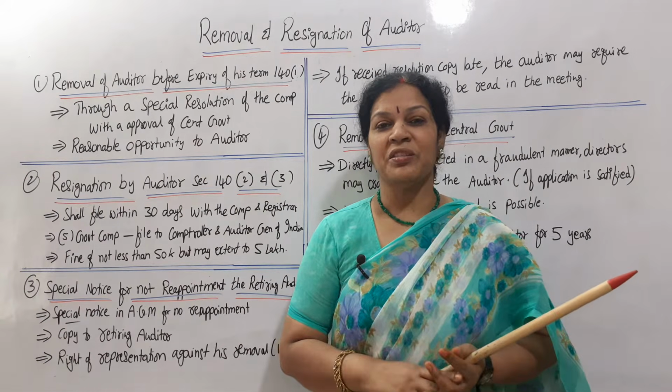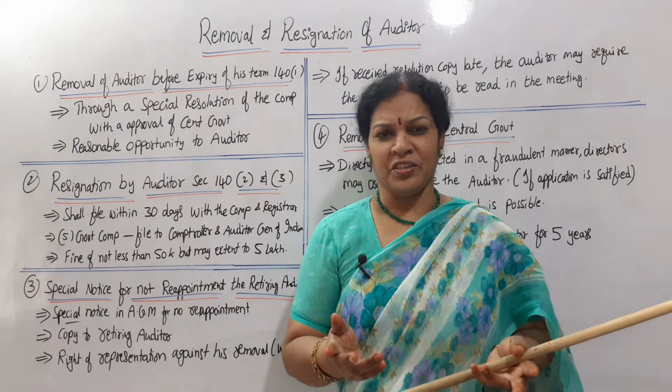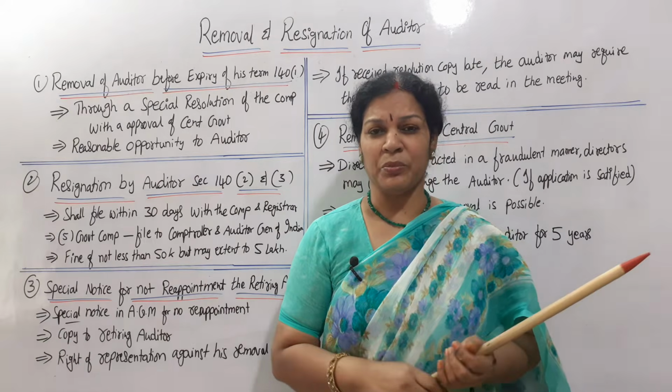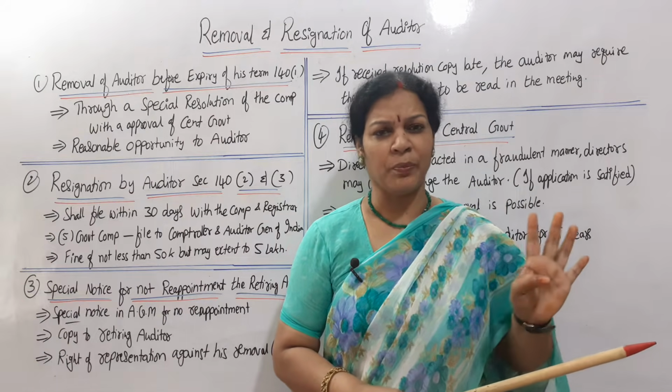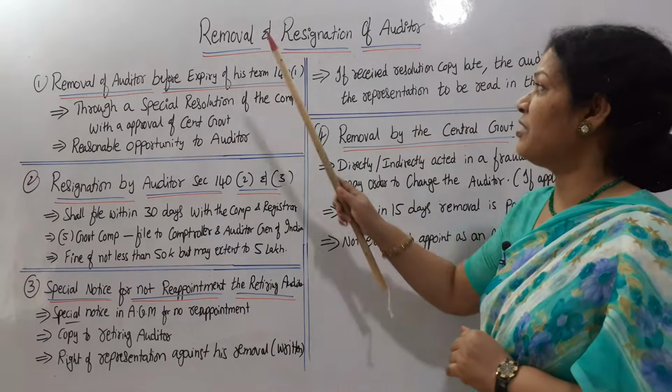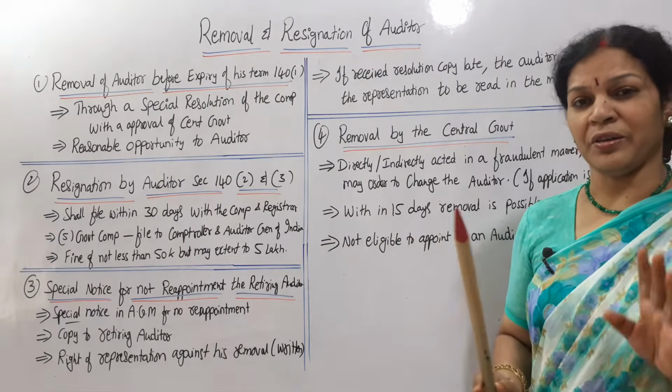Now coming to today's topic, removal or resignation of an auditor. So how to remove? There are a total of 4 points you must remember. Easy to remember, only 4 points. So let's focus on removal or resignation of an auditor.